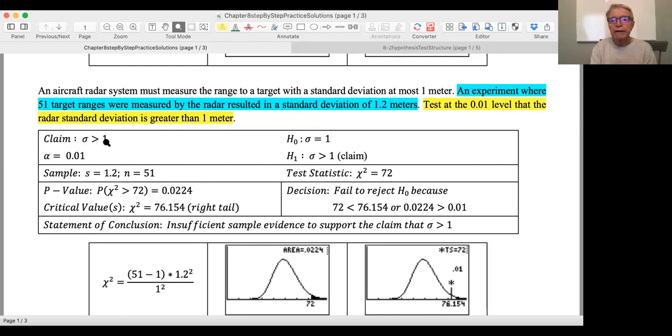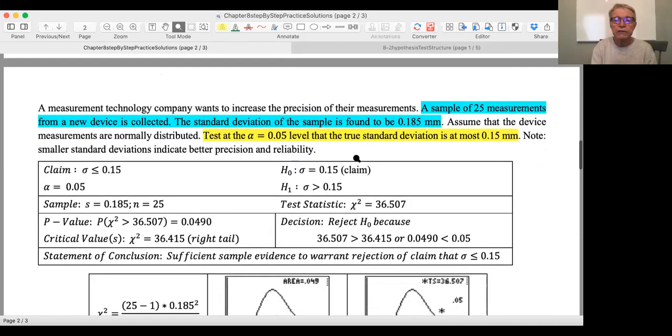Then once we have our claim, sigma greater than 1, and again, this does not include an equals part, so let's continue on. H0 is always going to have the same parameter, sigma, same value, 1, and it's going to be equals, always equal. Alternate, since this does not have an equals part, then it's going to be the same as the claim, sigma and 1, and same relationship, greater than, and it is basically the claim. Let's go to the next one.